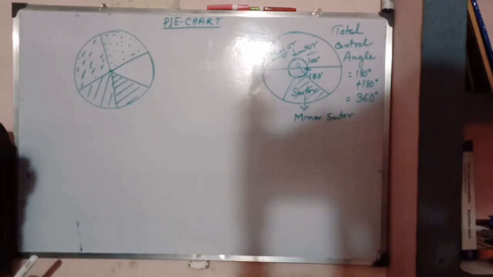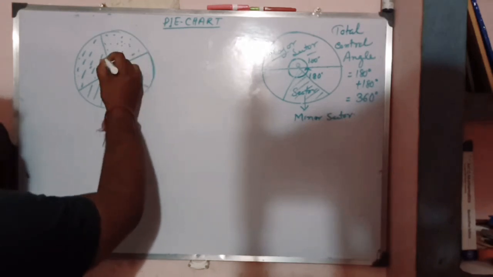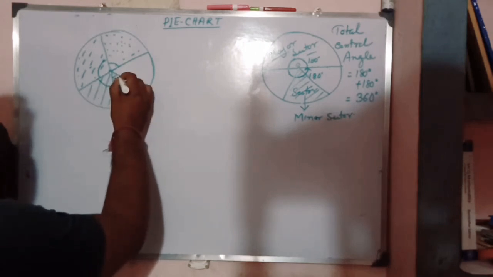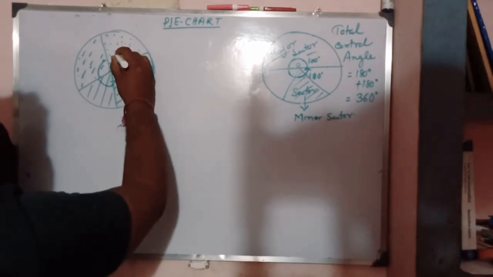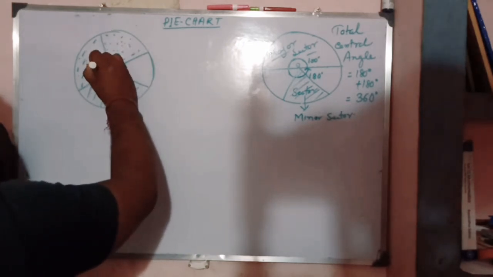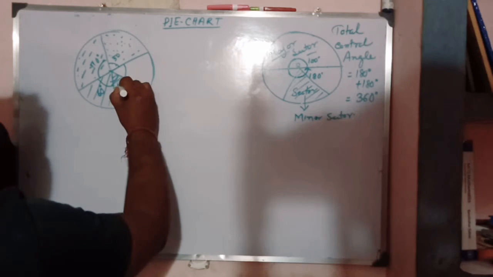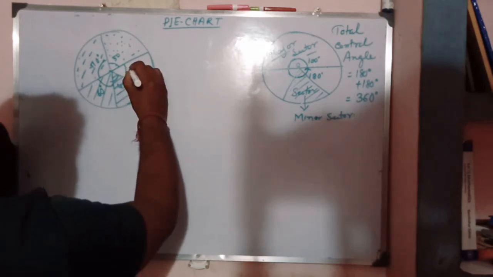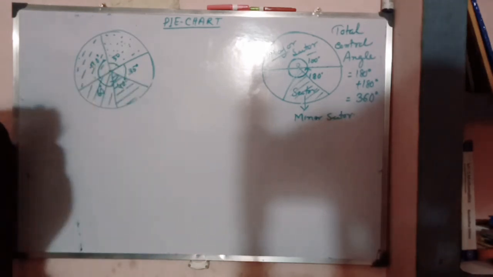first we have to know the concept of the central angle for a component. These angles are all called central angles. Whatever it may be, maybe 50 degree, 110 degree, 60 degree, 40 degree, 35 degree, or whatever. So these are all called the central angle of the given data.